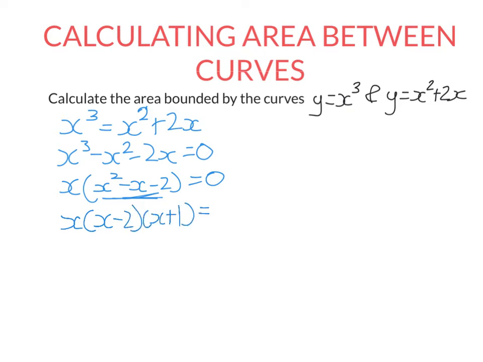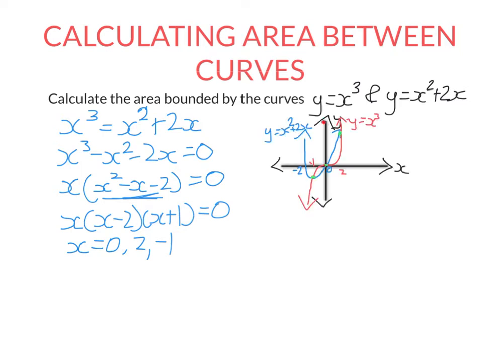So then the null factor law says either the first thing equals 0, the second bracket equals 0, or the third bracket equals 0. So the points of intersection, these curves intersect actually at 3 points, when x equals 0, 2, and minus 1. So we can use our graphics calculator to see which function is on top. This is what the graphs would look like.